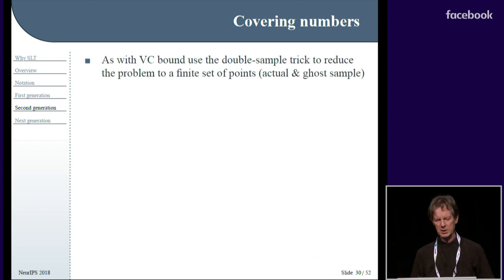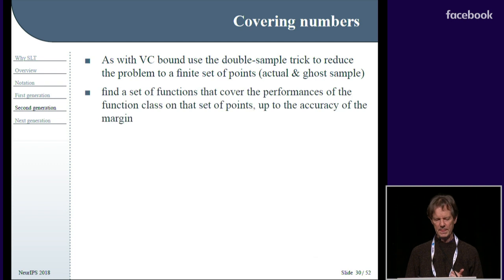Now the proof here follows very much that of the VC bound that Omar described. We replace the test error by a proxy, which is the error we would get on a random second sample. And that now gives us a fixed double sample of data, and we're only interested in the performance of functions on that double sample, and so we reduce suddenly to something we can handle very carefully. In the case of the VC, it was a finite set of performances. Here we actually have an infinite set of performances, but we think of covering the performances that we can get on that set of points up to an accuracy that is given by the margin.